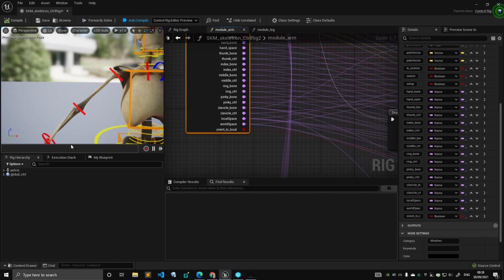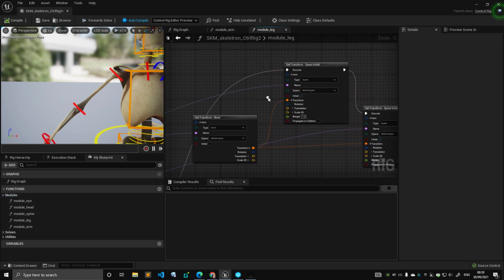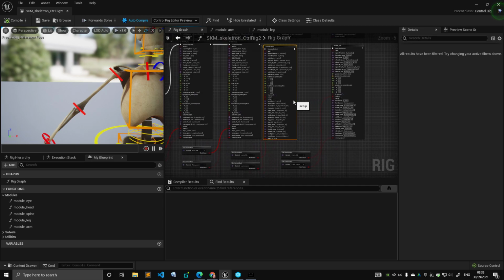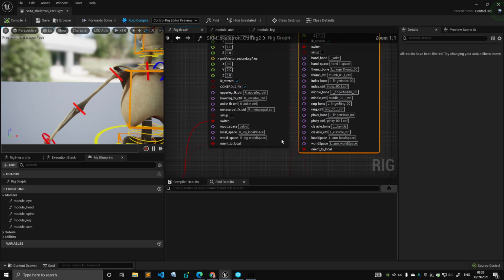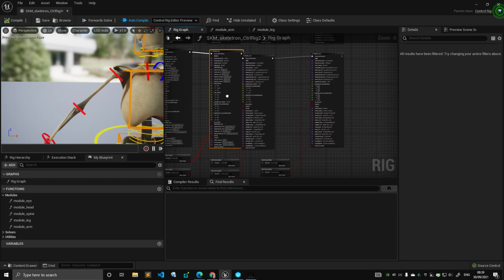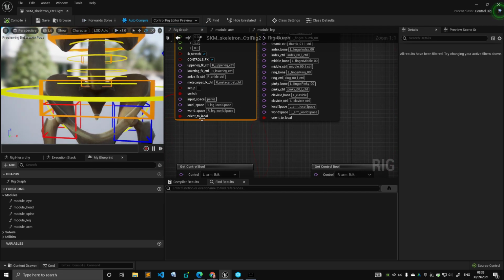And then if I open the leg module, let's have a look. Actually, I can see it from here. Module arm. Let's get close to the module leg. When I was adding the spaces, you have input space, local space, world space, and orient to local for the leg. And you can see that the input space, this is what I was talking about. The input space is the pelvis for the leg directly.